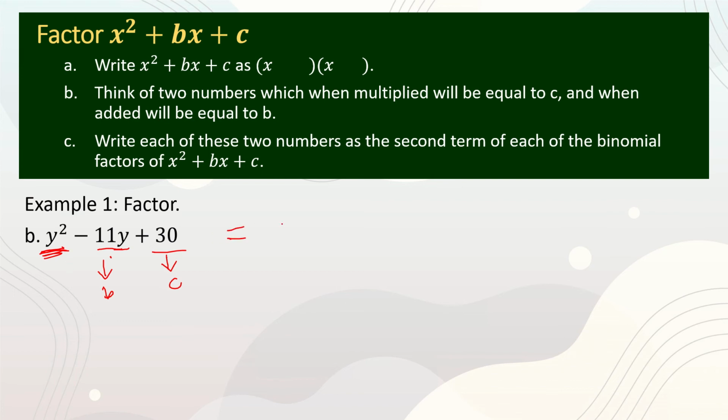So, automatically, you write it as, okay, hindi x palagi. Since yung variable na ginamit dito, y, so you'll be using y as well as your first terms. Then now, you follow B, you make sure that you will choose two numbers. When you multiply them, it will result to 11. But when you add them, it will result... wait lang, burahin ko lang.